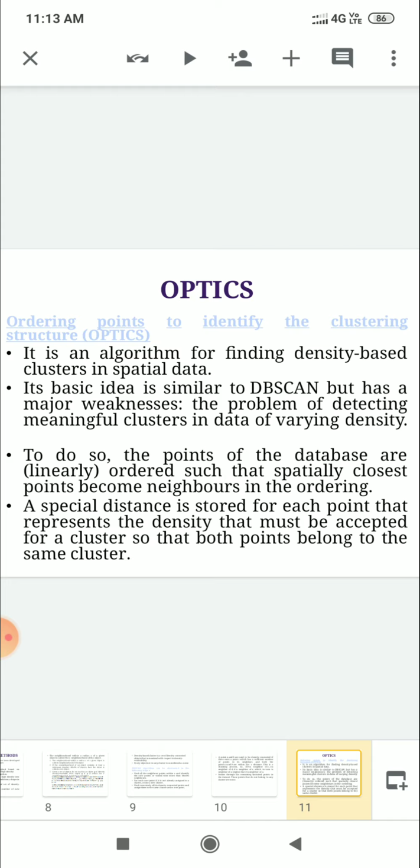Its basic idea is similar to DBSCAN but it addresses a major weakness: the problem of detecting meaningful clusters in data of varying density. To do so, the points of the database are ordered such that spatially closest points become neighbors in the ordering. A special distance is stored for each point that represents the density that must be accepted for a cluster so that both points belong to the same cluster.